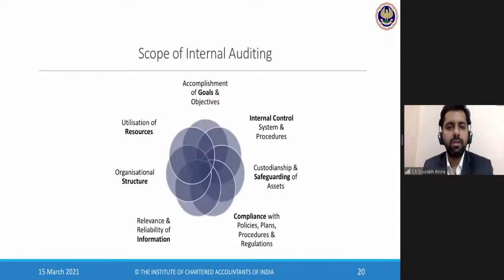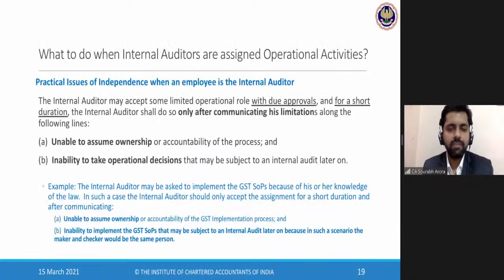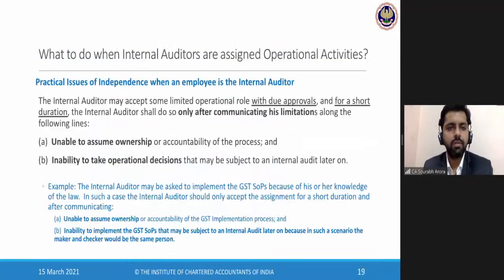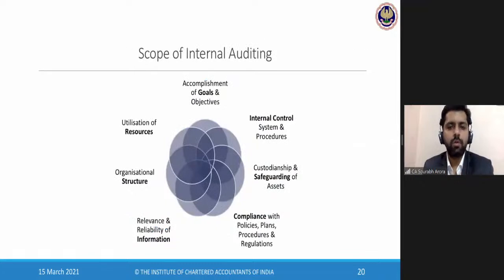Then we come to scope of internal auditing. So what we have discussed is the indicative objectives of internal auditing and responsibilities of an internal auditor. Now we'll discuss the scope of internal auditing. So these are the scope: accomplishment of goals and objectives, internal control system procedure, custodianship and safeguarding of assets, compliance with policies, plans, procedure, regulation, relevance and reliability of information, org structure, utilization of resources. So some of you might find that many things overlap between the scope and objective, and no need to worry about that. It is completely okay.